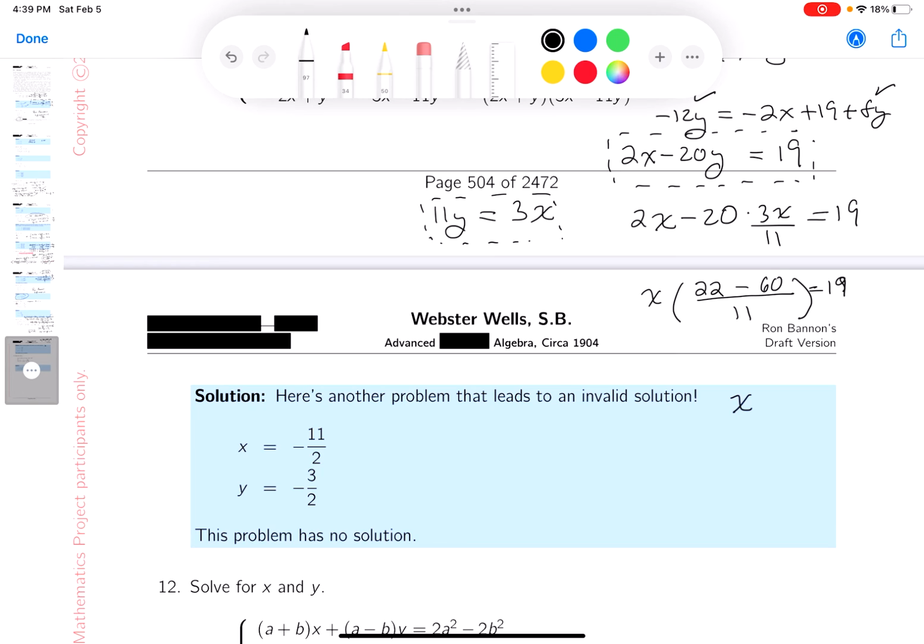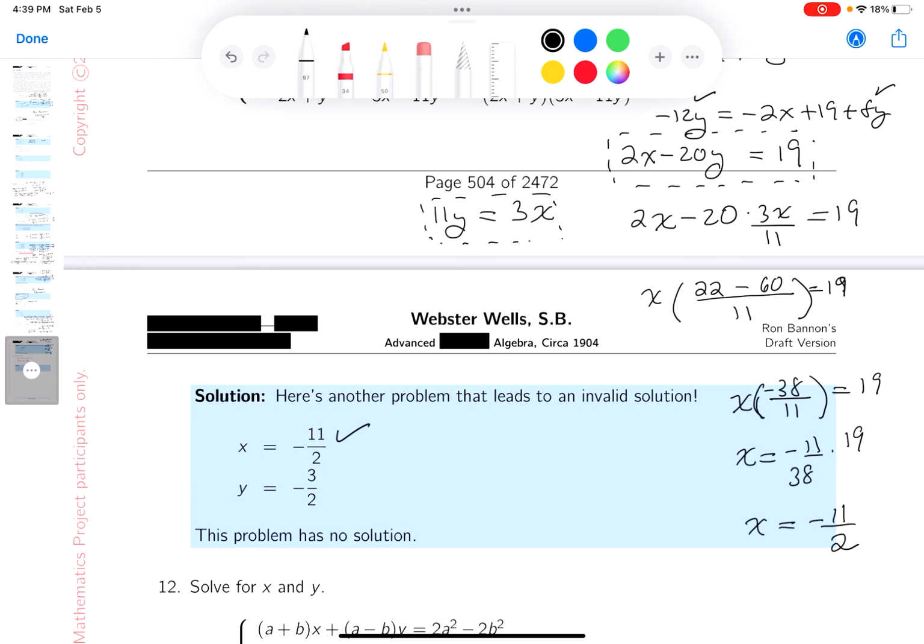x times, that's 11 there, this is 19, and you're going to get 38. I'm sorry, minus 38. So x is going to equal minus 11 38ths times 19. And boy, that really works out nice and easy, doesn't it? So minus 11 over 2. All right, so I got x. It's right over here. All right, don't celebrate too quick, though. We got to get y.